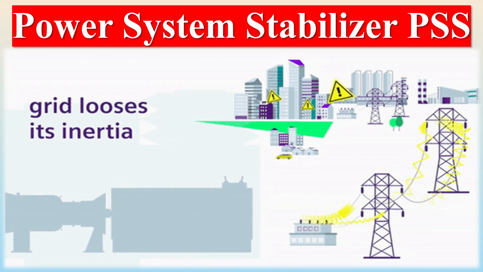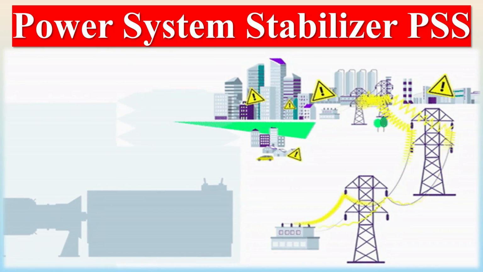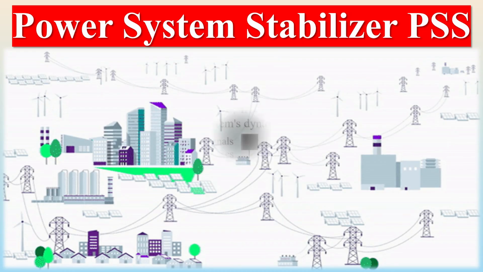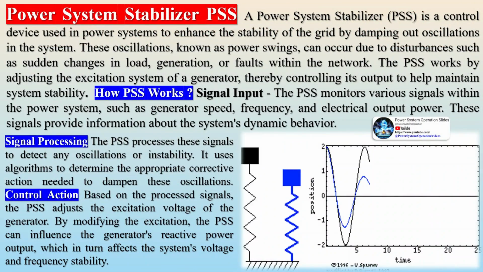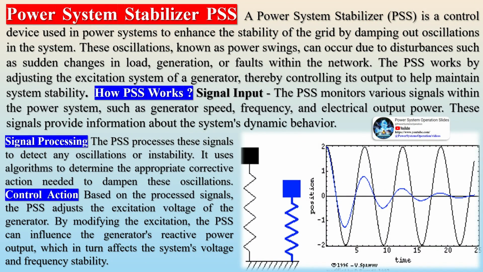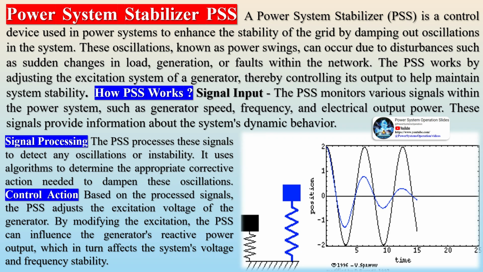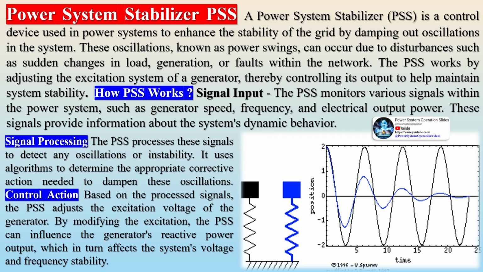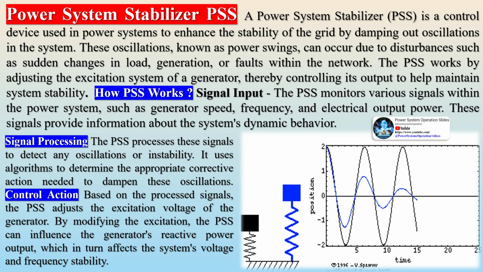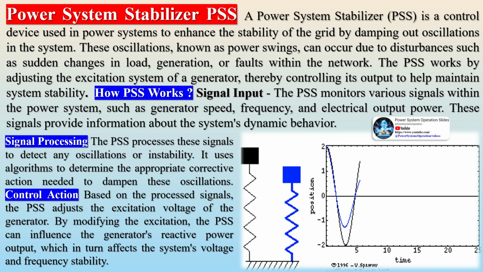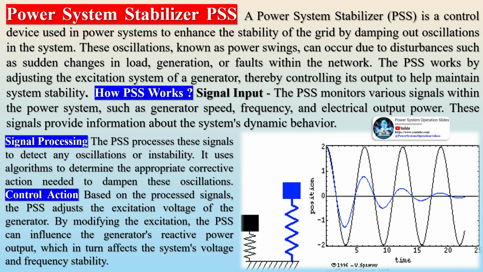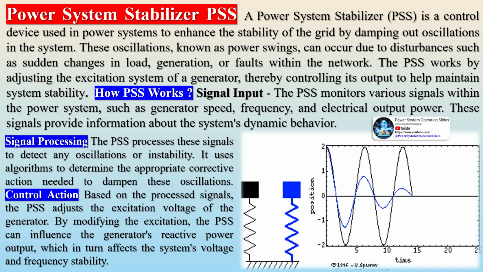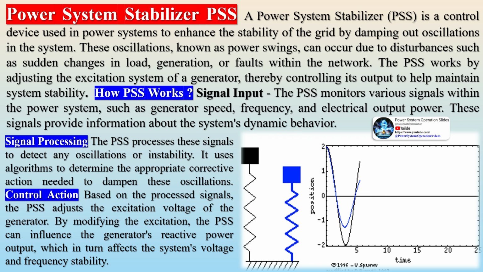A power system stabilizer (PSS) is a control device used in power systems to enhance the stability of the grid by damping out oscillations in the system. These oscillations, known as power swings, can occur due to disturbances such as sudden changes in load, generation, or faults within the network. The PSS works by adjusting the excitation system of a generator, thereby controlling its output to help maintain system stability. How PSS works: signal input.